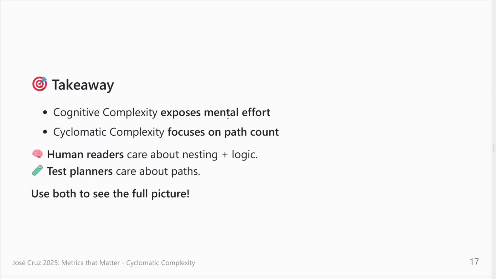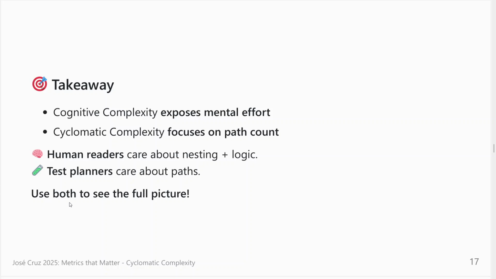Takeaway: cognitive complexity exposes mental effort. The name is already saying it; the cyclomatic focuses on path count. Okay, it's completely different. They are both about complexity, but one is more human oriented, the other is technical oriented. So human readers care about nesting and logic, what makes it difficult for us to understand the code. Test planners, people that care about quality, just care about the paths, because they are the options that can be taken by the code when it's running.